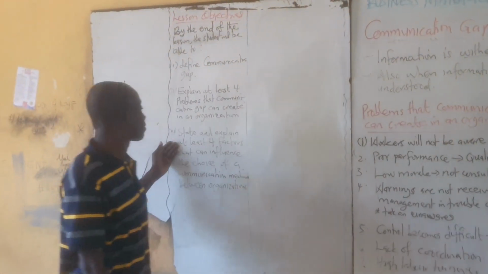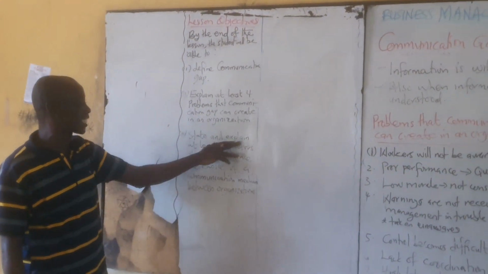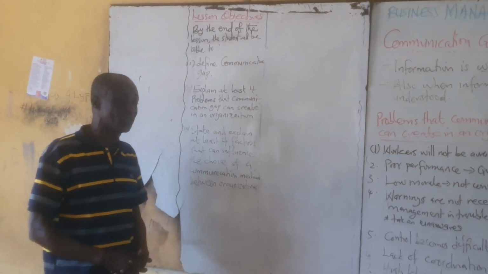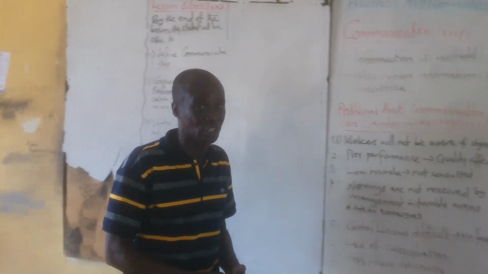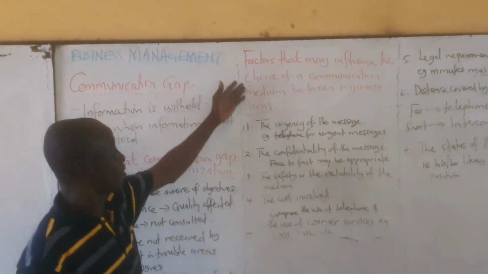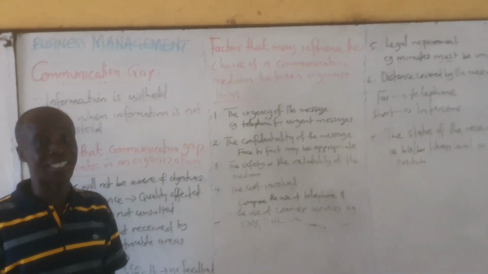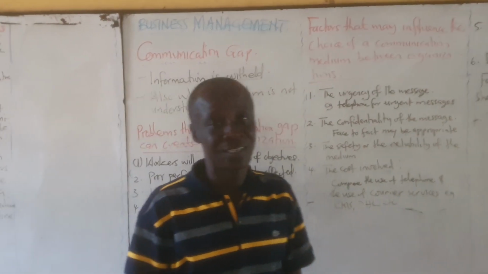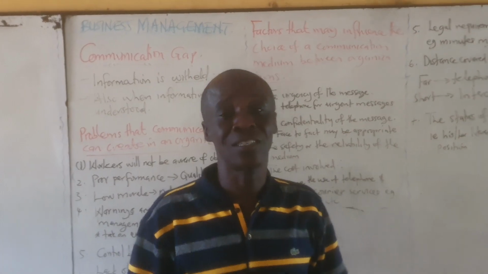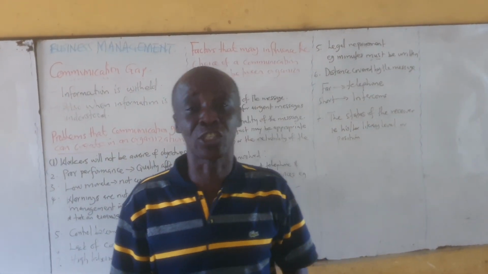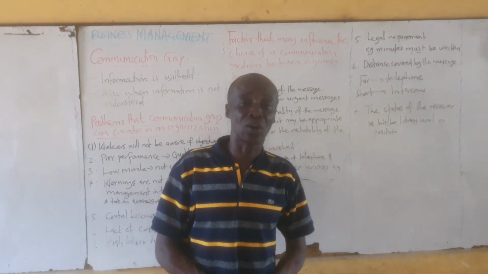Then the third objective says you should be able to state and explain at least 4 factors that can influence the choice of a communication medium between organizations. So the question: state and explain any 4 factors that should be considered in choosing a communication medium between organizations.